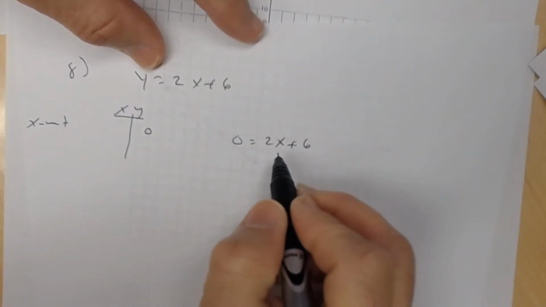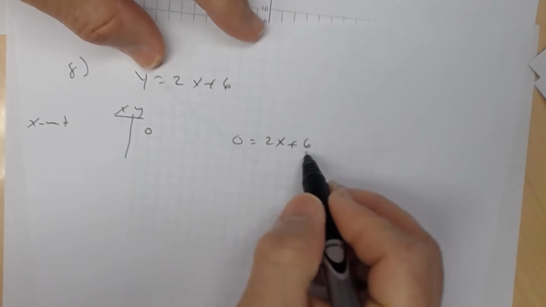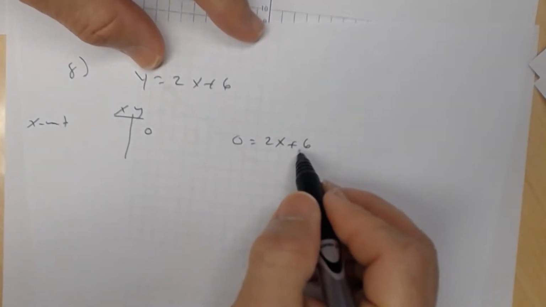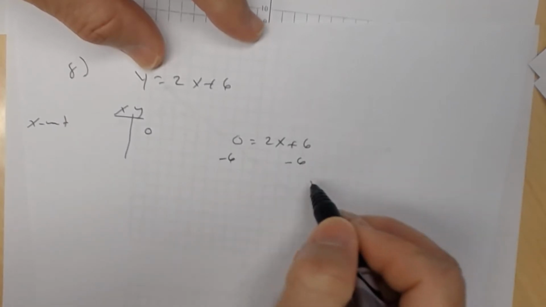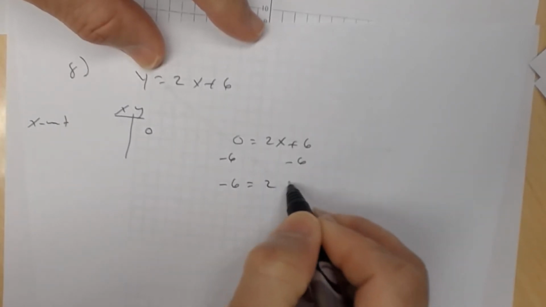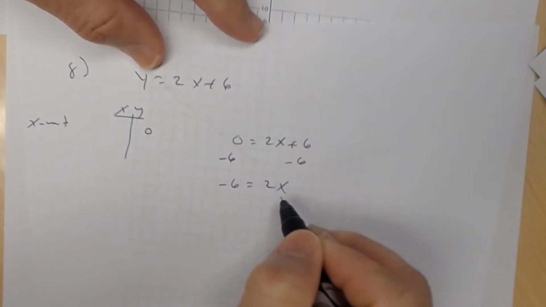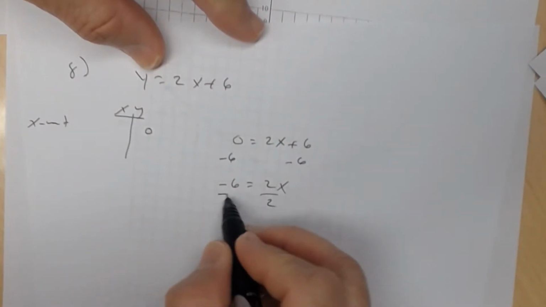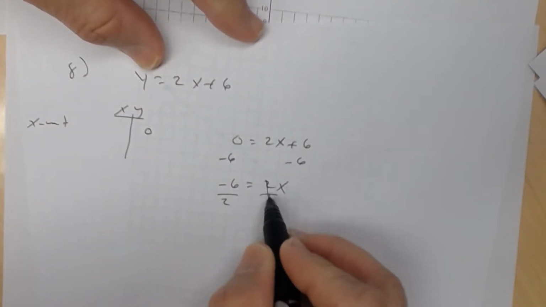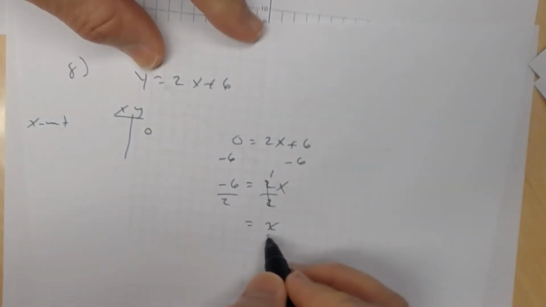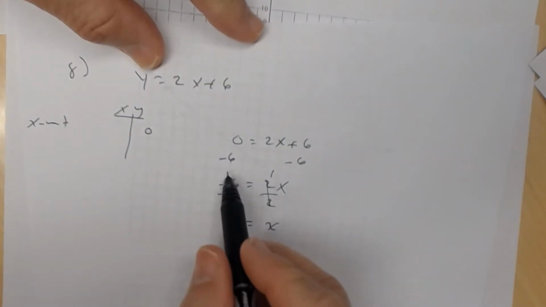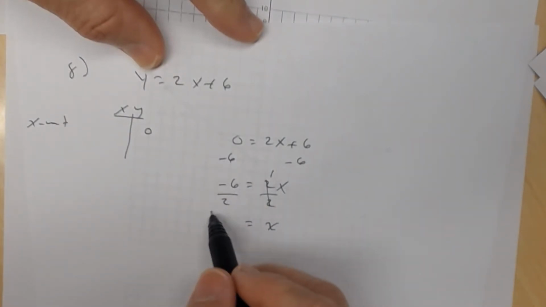But remember, you've got to get x by itself. So to get x by itself, I've got to, first of all, get rid of the 6. So since I'm adding 6, the opposite is to subtract 6. So I get negative 6 equals 2x. And now to get x by itself, I'm going to have to divide both sides by 2. So 2 divided by 2 is 1, 1 times x is x. And then the x-coordinate of my x-intercept is going to be negative 3.